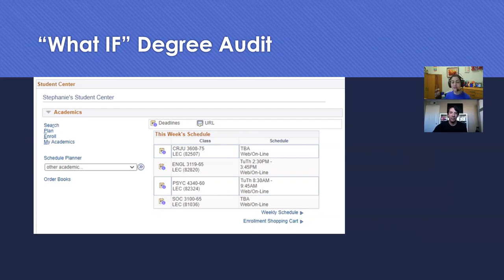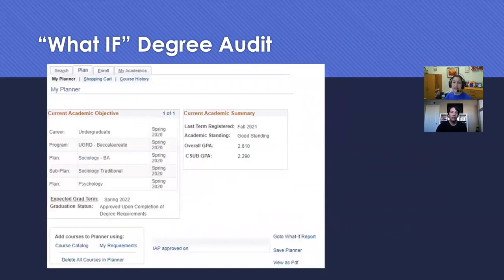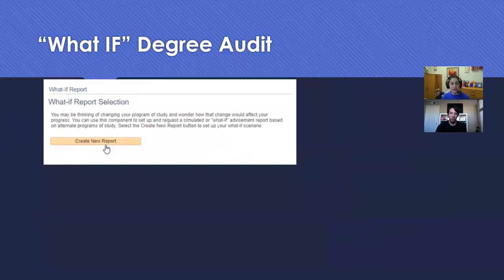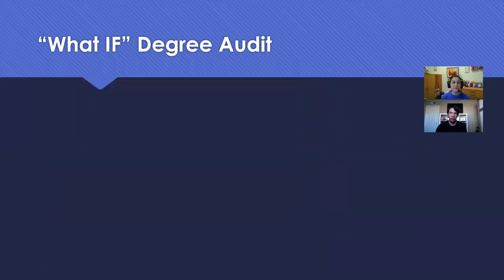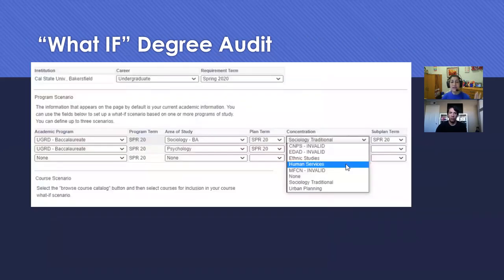Okay, so in your My CSUB account, the way that you get this what if degree audit is you go right under your academics, you go into the plan, you click on that, and then on the bottom right, there is a link there that says go to what if report. Click on that, create new report. Okay, and then it's going to give you a whole lot of drop-down menus. You really don't need to move anything else except for the concentration part of it.